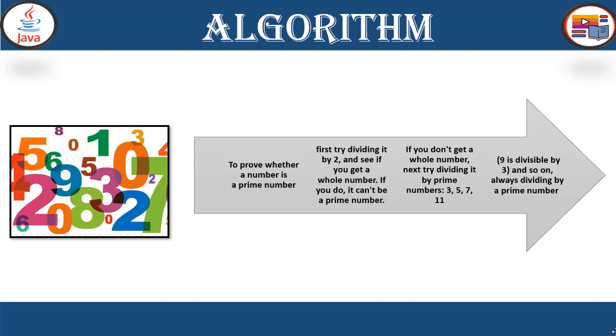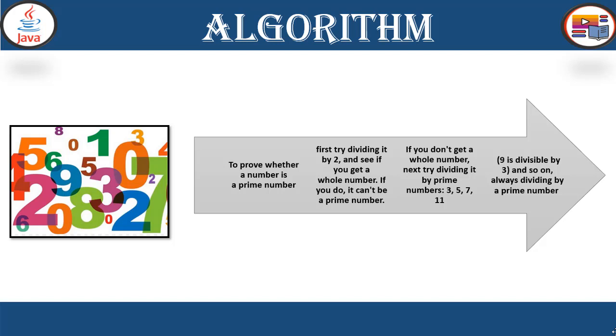Algorithm. To prove whether a number is a prime number, first we need to try to divide it by 2 and see if we get a whole number. If you do, it cannot be a prime number. Now next step, if you don't get a whole number, try dividing it by the prime numbers 3, 5, 7, 11. After 2, we come up with the next prime numbers and divide that number again by those prime numbers. Now 9 is divisible by 3 and so on.